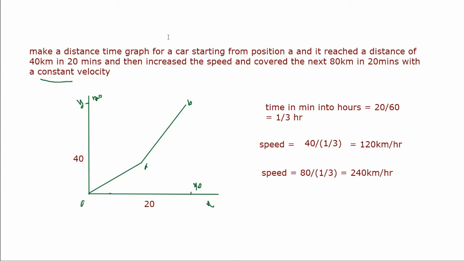If we want to create a velocity time graph by using the same data, the speed from 0 to A is 120. So it would be like this for the first 20 minutes, then the speed increased to 240 in the next 20 minutes. Sorry, this is not the displacement time graph. This is the velocity time graph for the same data.